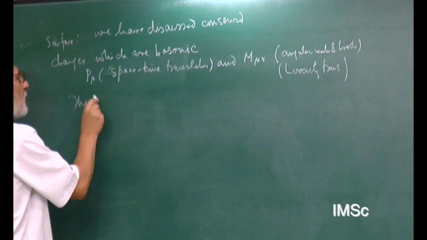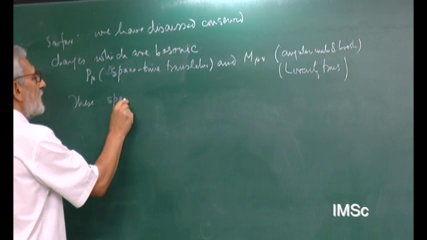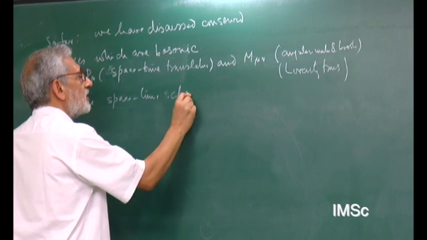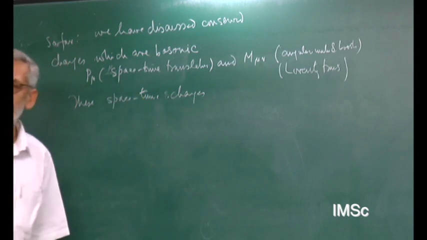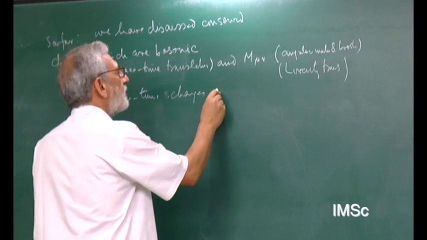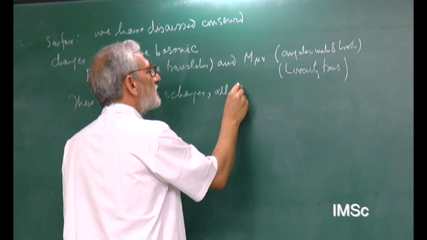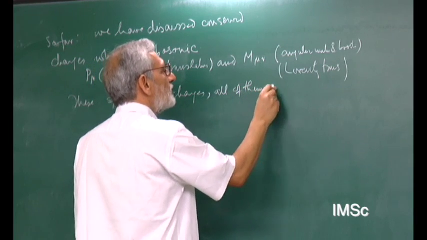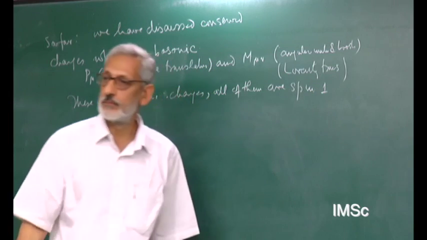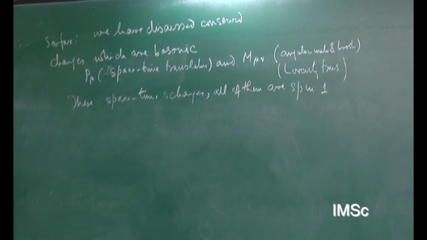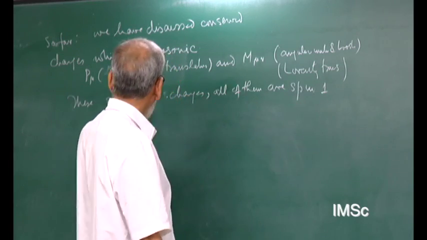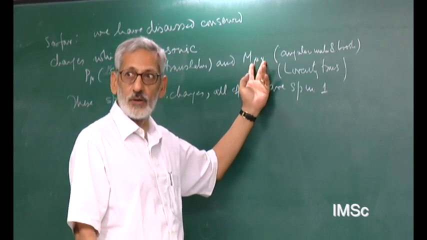These we may call collectively space-time symmetries or space-time charges. And all of them are spin 1. And this is spin under the Lorentz group. P mu is a vector, spin 1, and M mu is also spin 1.